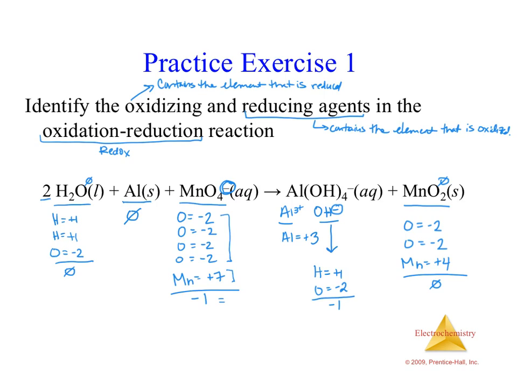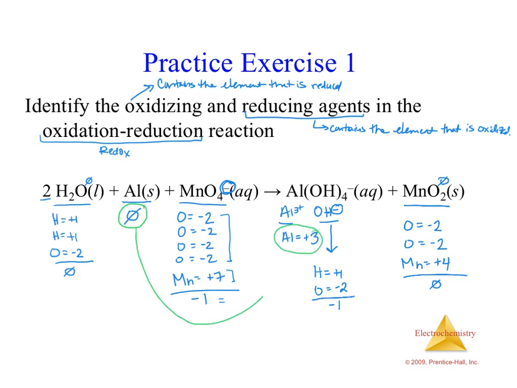And now we want to identify the oxidation states that change from reactant to product. My H's are +1 in the reactant, +1 in the product, so hydrogen was not oxidized or reduced. Same with oxygen. Right, -2 everywhere on the reactants, -2 everywhere on the products. But now let's look at aluminum. I see that aluminum has an oxidation state of 0 on the reactants, +3 on the products.